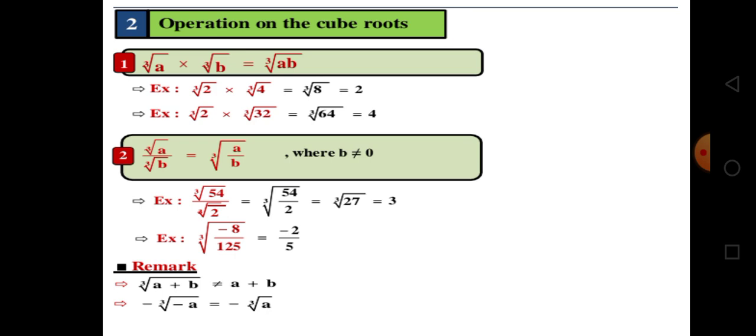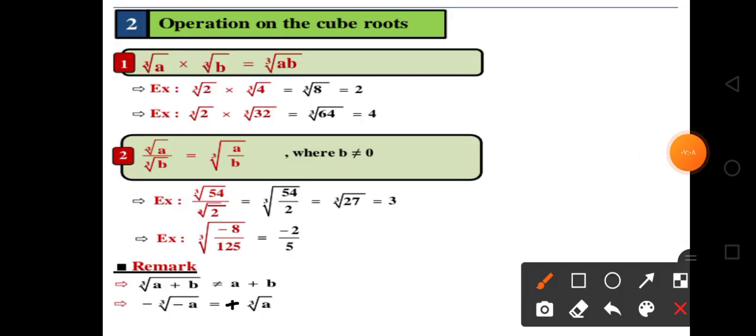Remark, cube root of A plus B not equal cube root A plus cube root B. Again, the cube root of A plus B not equal cube root A plus cube root B. You should solve the addition first. Then take the cube root. Okay? The second remark, cube root of negative A equal negative cube root of A. Negative multiplied by negative equal what? Equal positive. Okay? So, it's equal cube root of A.